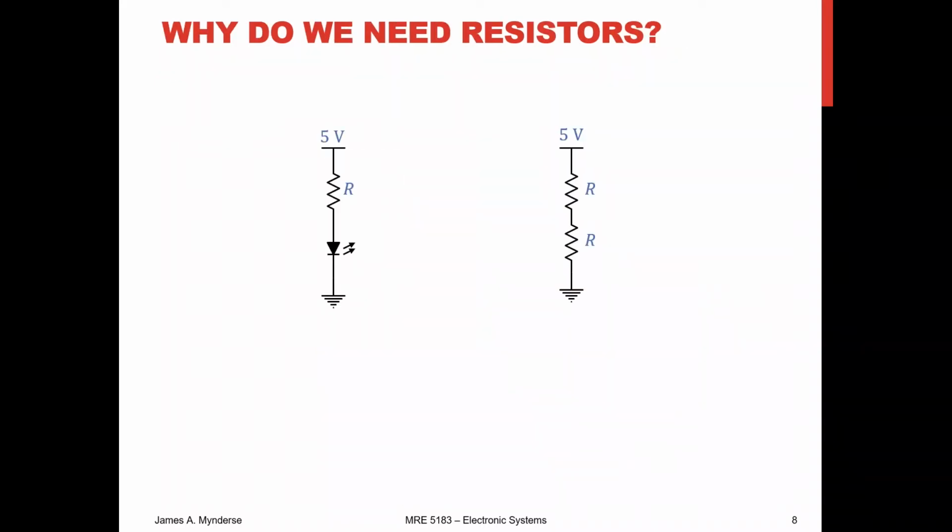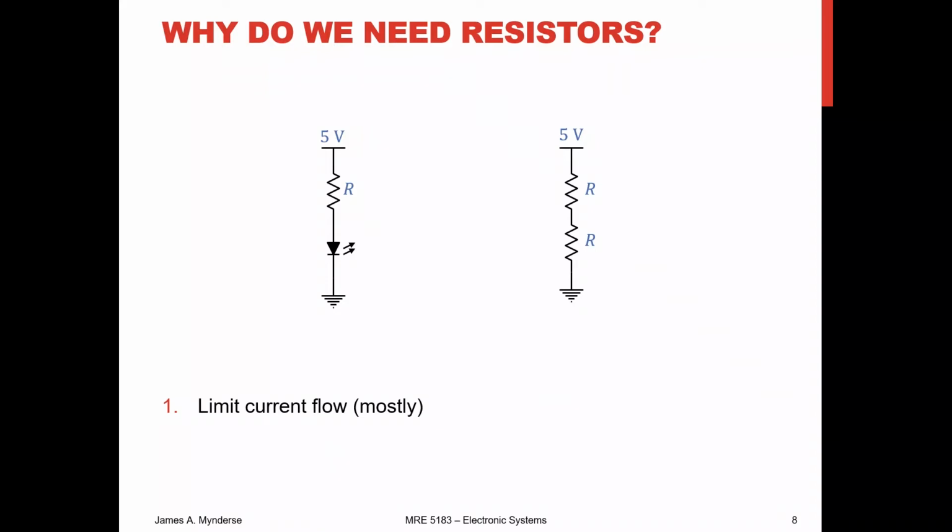So why do we use resistors? Here are 2 example circuits that we might deal with in class. On the left, we have a resistor followed by a light emitting diode, an LED. And on the right, we have 2 resistors, and both of these are supplied with 5 volts, which we use a lot in terms of TTL, so 5 volts is not unusual. And they're both going to ground. So why might we use these 2 circuits, and why would we choose the resistors, and how would we choose the R values?